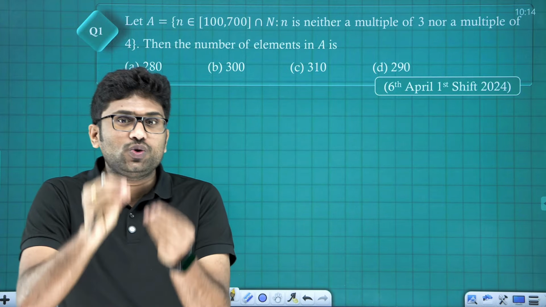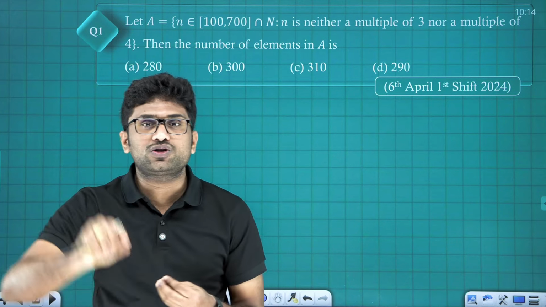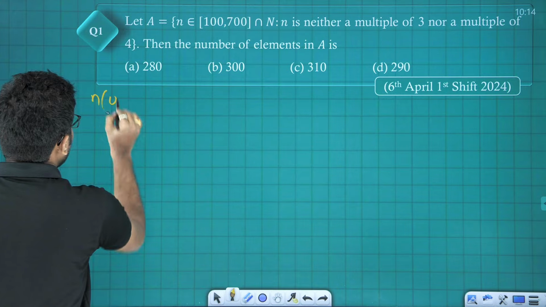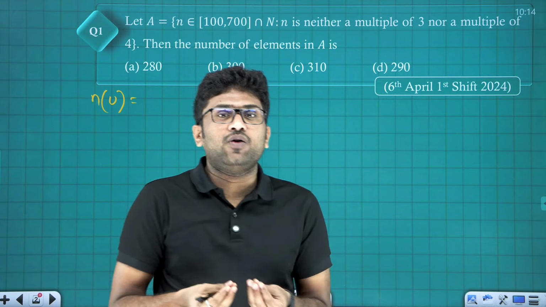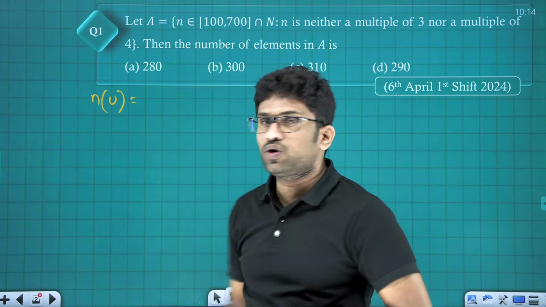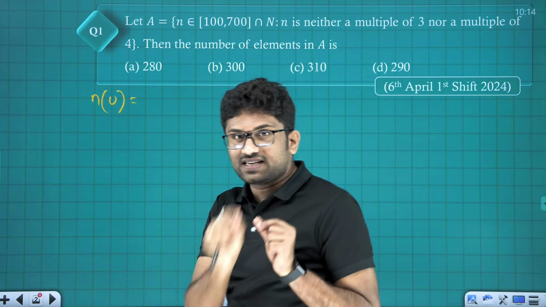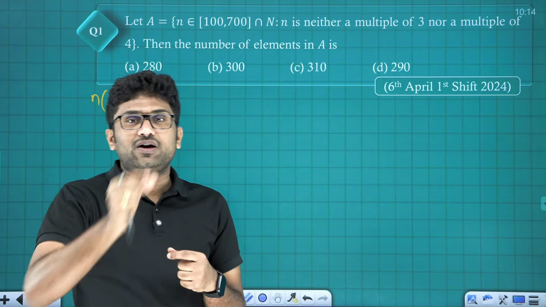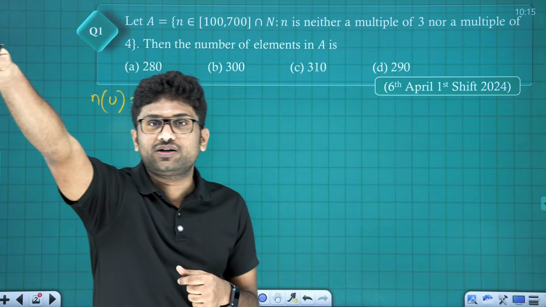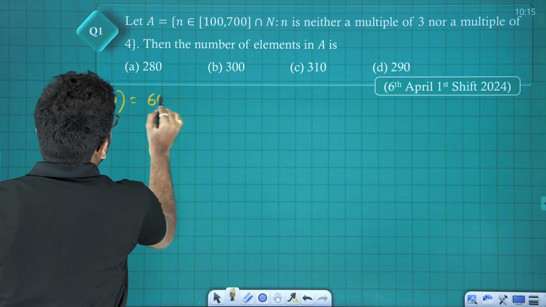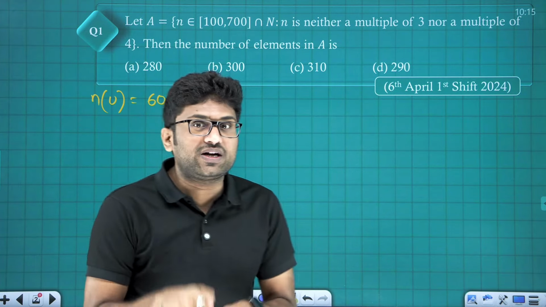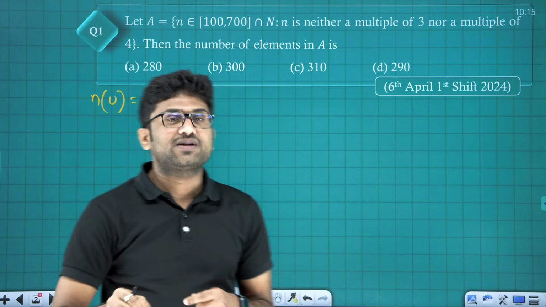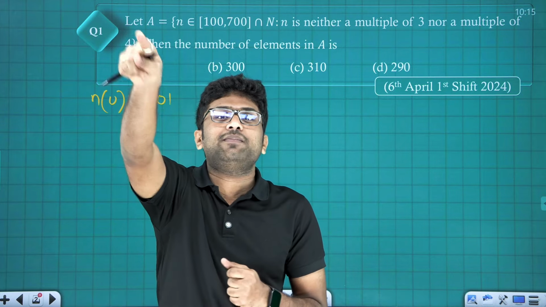First, let's take the universal set as the natural numbers from closed 100 to 700. So n of U will be equal to how many natural numbers we have from closed 100 to 700. How do we get it? 700 minus 100 is 600, add 1 to that. So the number of natural numbers 100, 101, 102 and so on till 700 is 601. Now in these 601 natural numbers, we only need the ones which are neither a multiple of 3 nor a multiple of 4.